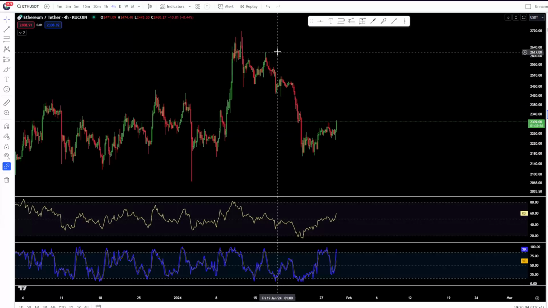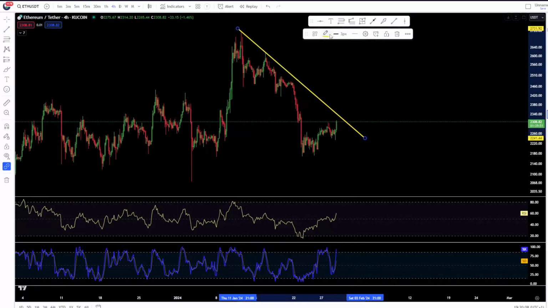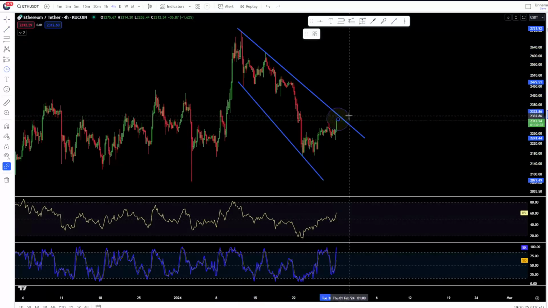Next, we will move to the ETH chart also on a 4-hour time frame. Now, with the blue lines, we will mark the downward trend channel, where we can see the price approaching the upper limit.